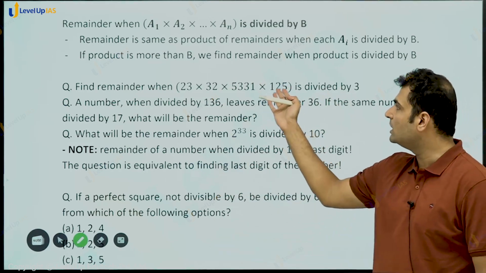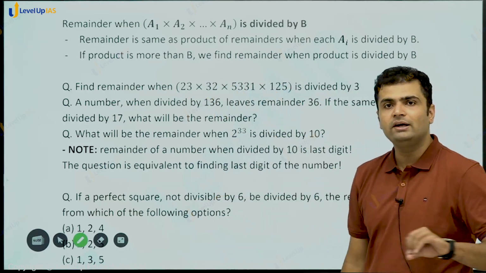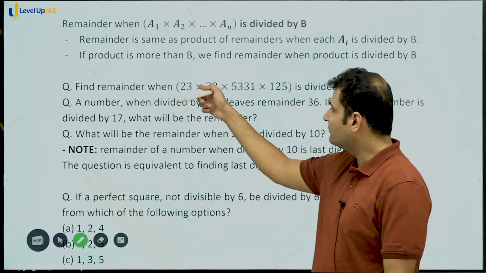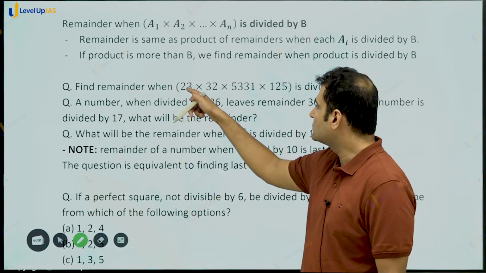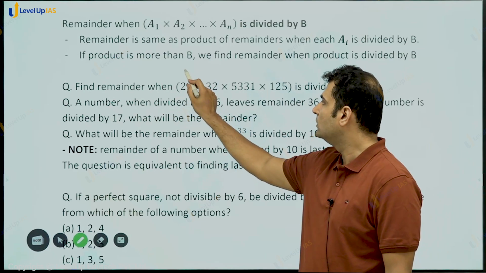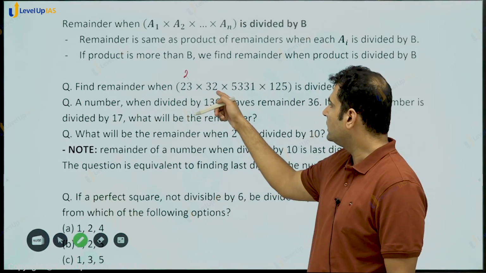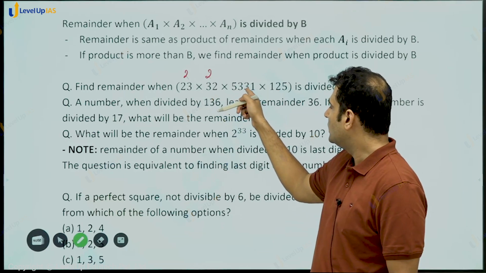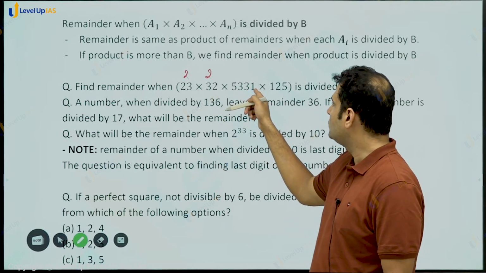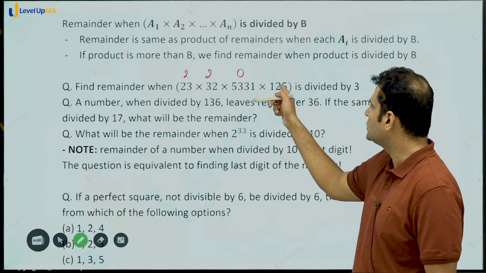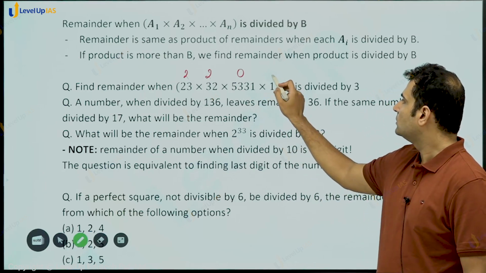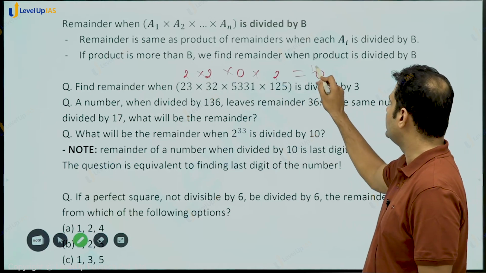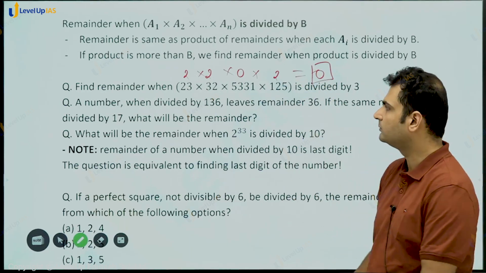Now you know that this multiplication is very big. It is highly time consuming to multiply all these things. Instead, what we can do is find the remainder first. Divide by 3 and find the remainder. This is 2. Here 32, again 2. Remainder: 5 plus 6 is 11, plus 1 is 12, 0. This is 5 plus 2 plus 1, so 8, remainder is 2. What is the multiplication? 0. So the remainder is 0.